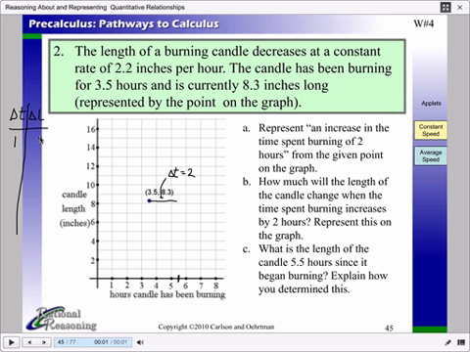We want to be mathematical. Why is it not 2.2? It's getting shorter, so we need a representation of decrease. What is that? Negative. So in 2 hours, you said it goes down 4.4, or negative 4.4. In 10 hours, negative 22. Okay? So the length of the candle is going to go down 4.4, and that's delta L. And we can represent that on the graph.